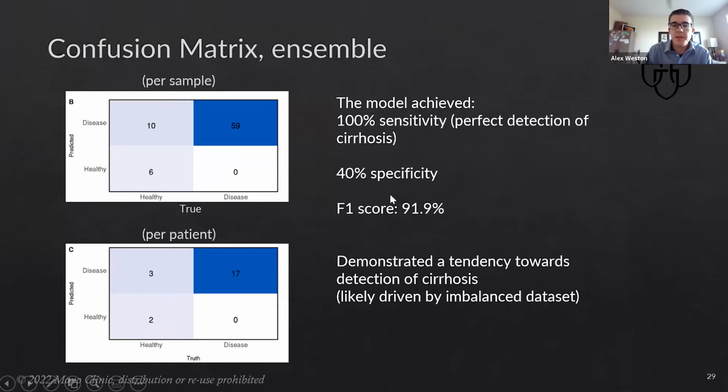40% specificity with an overall F1 score of 92%. You'll probably notice that our model is displaying a tendency towards over-detecting cirrhosis. So it's a tendency to call healthy patients cirrhotic. And we believe that that's driven largely by some imbalance in our data set. We had a lot more of our disease patients than our healthy controls, which is something we can rectify in future studies.